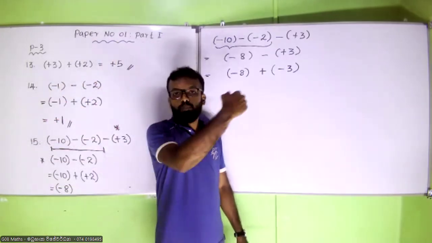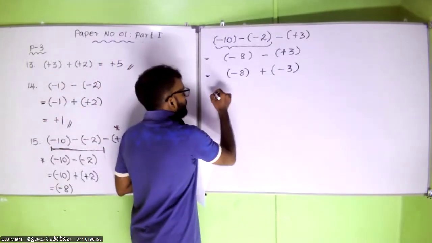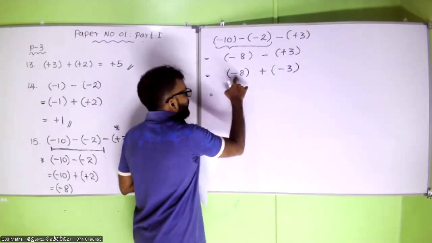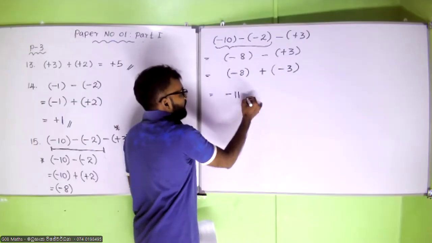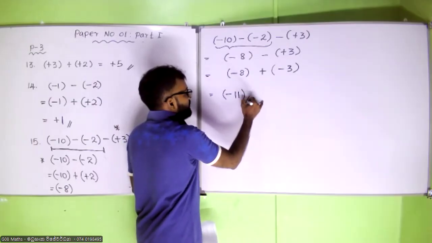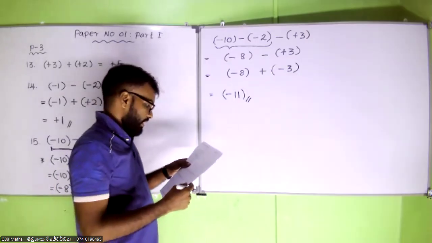8 plus 3 is 11. Then put the same sign, negative. So your final answer is negative 11.